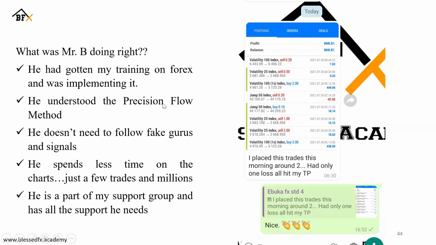He understood the precision flow method. He knew the right things to combine to make sure he becomes precise in his trades. He doesn't need to follow fake gurus and signals. He spends less time on charts. You understand? Just a few trades and is making thousands of dollars, okay? And then it's part of my support group chat, which is another thing you'll be getting with this offer, is support group chats. So he has all the support he needs from me and other profitable traders, right?